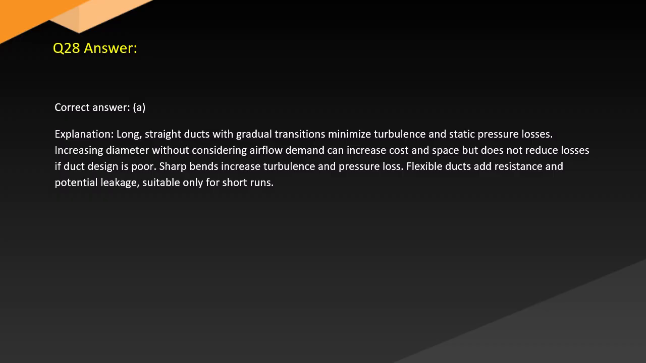Answer. Correct answer: A. Explanation. Long, straight ducts with gradual transitions minimize turbulence and static pressure losses. Increasing diameter without considering airflow demand can increase cost and space but does not reduce losses if duct design is poor. Sharp bends increase turbulence and pressure loss. Flexible ducts add resistance and potential leakage, suitable only for short runs.